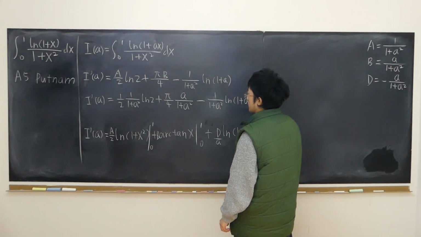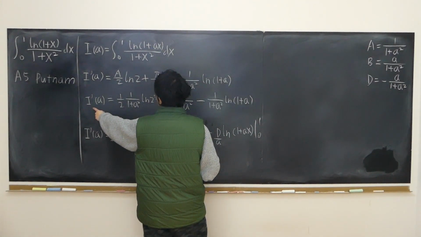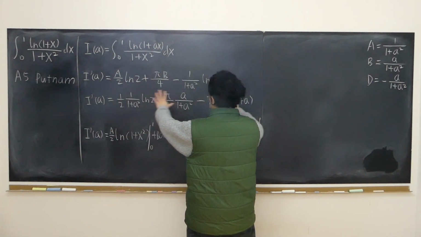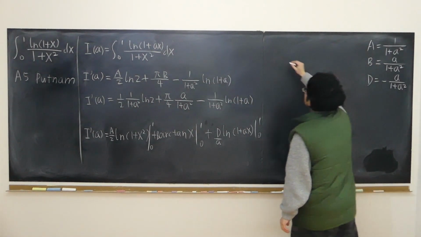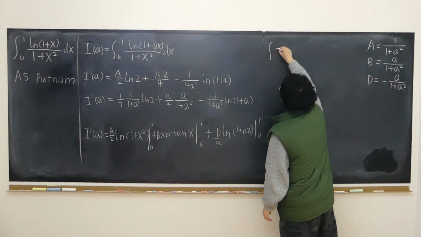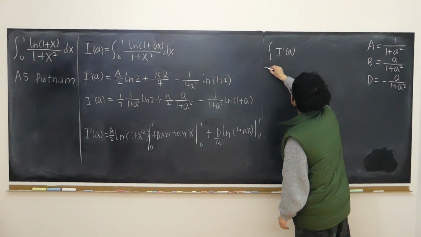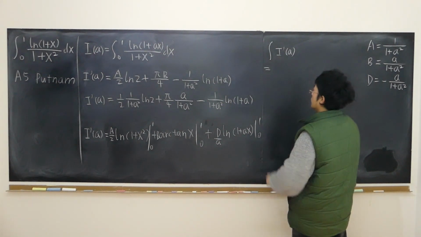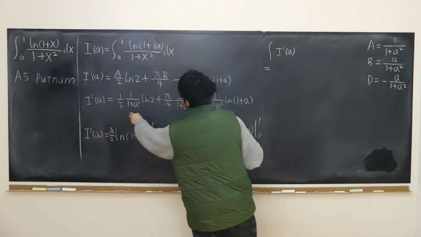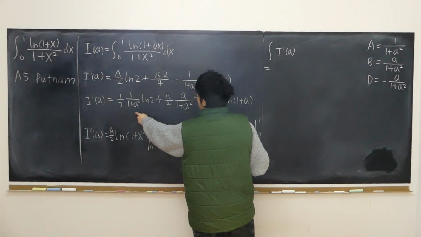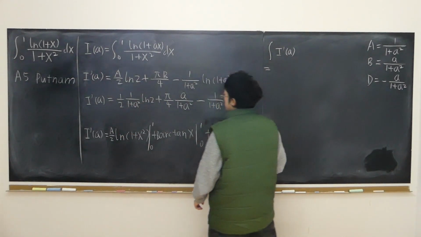Okay. Since we have this, we could find its antiderivative, right? Integrate, indefinite integral. What is this? So here, indefinite integral of this should be, remember in the end we have a plus c, some constant. So here, half log 2 is a constant. 1 over 1 plus a squared is to be integrated. There's arc tangent a, right?